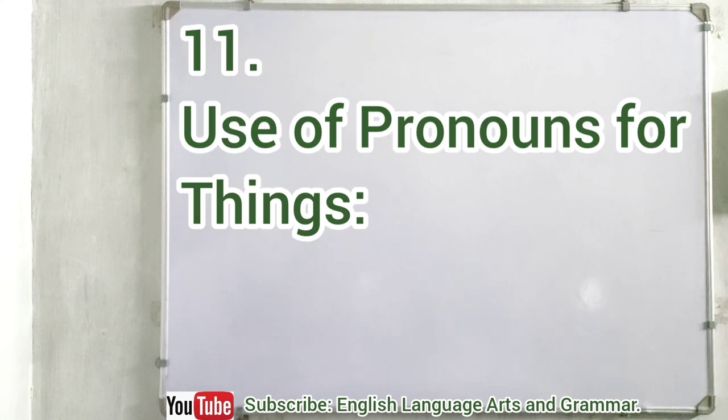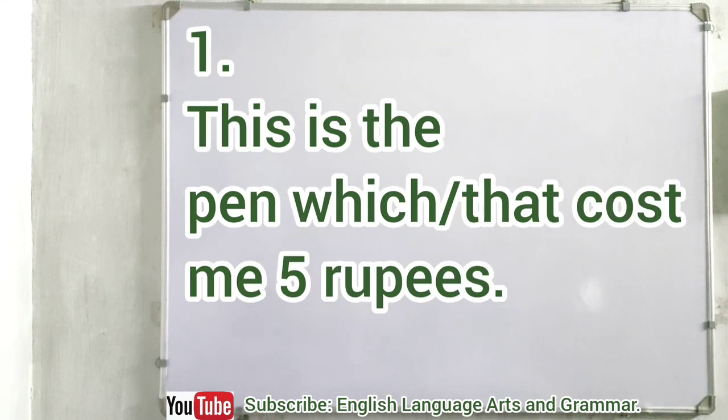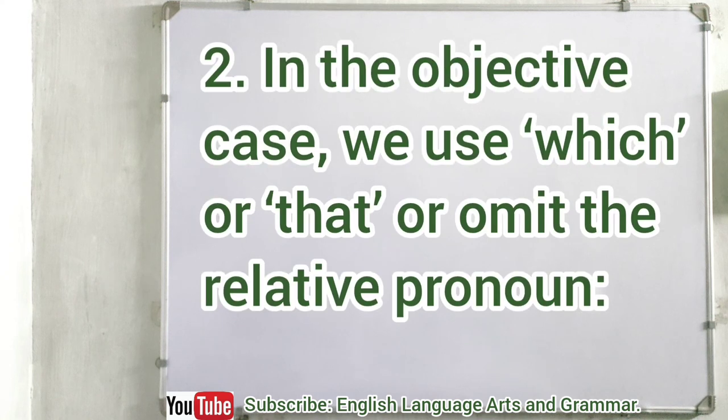Rule number 11. Use of pronouns for things. In the nominative case, the relative pronouns which and that are used, which is considered more formal. Let us learn some examples. Example 1. This is the pen which/that cost me 5 rupees. This is the house which/that has been sold. In the objective case, we use which or that, or omit the relative pronoun.